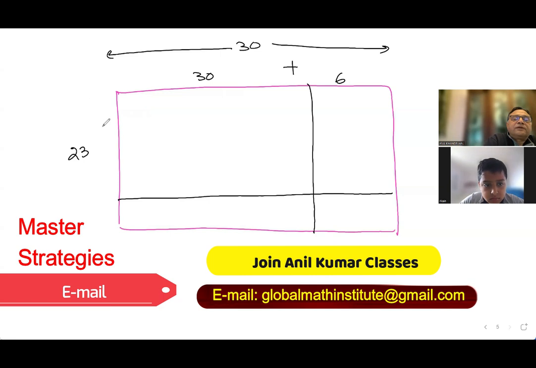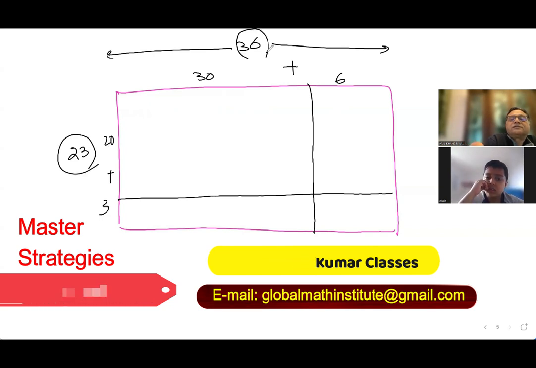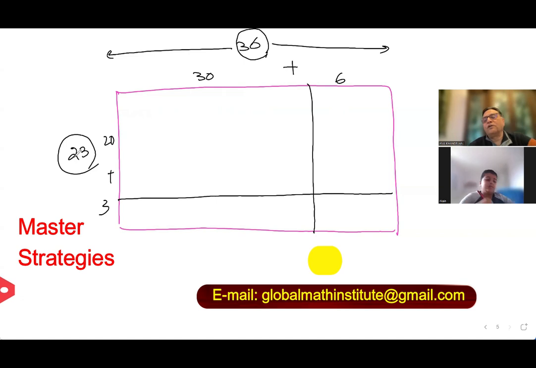So that will be 20 plus. Wait, what is the question? 36 times 23. Yeah, 36. Yeah, not 30. 36 times 23. So how will you do that? Tell me.